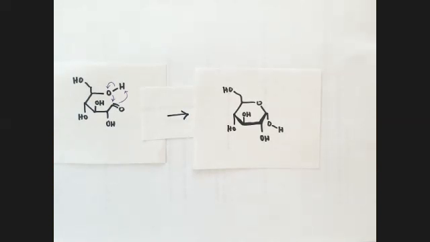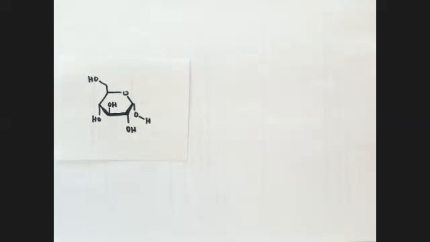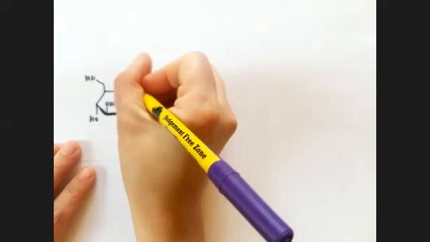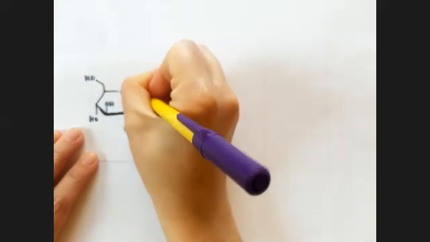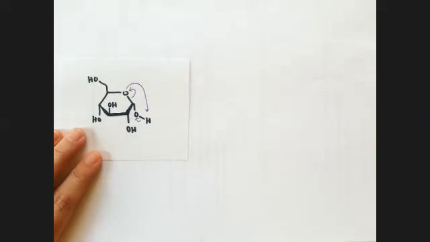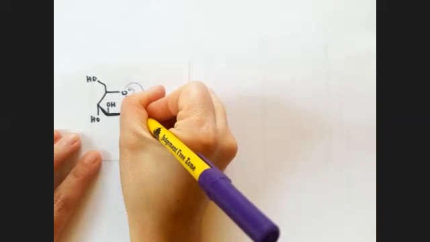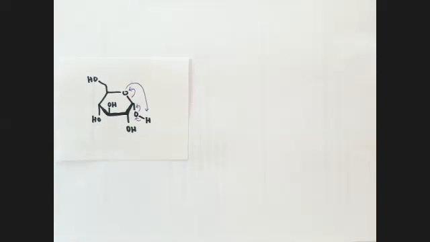The ring opening mechanism is similar but reversed. The ether bond is broken, forming a nucleophilic oxygen. This oxygen grabs a hydrogen while its bond is transferred to the oxygen. And the extra electrons go to form a double bond. This gives us the acyclic form.